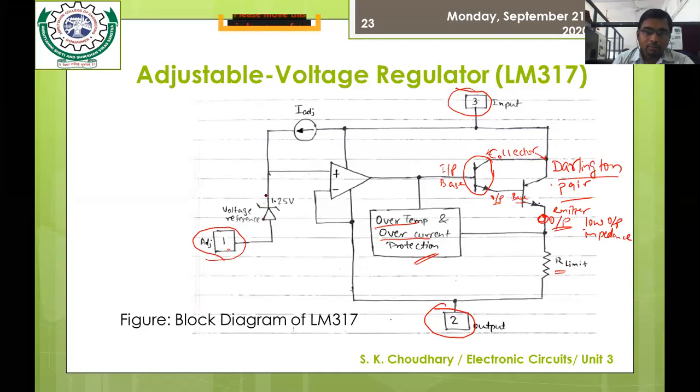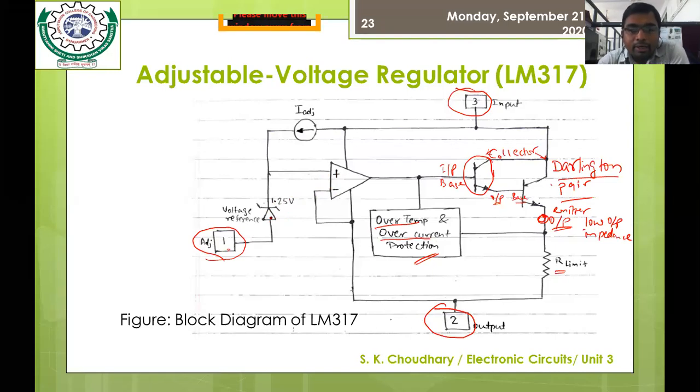Because of this connection, the voltage across this Zener diode is 1.25 volt. It is a constant voltage. So this 1.25 volt provides an offset voltage to this op-amp. In this way, this op-amp has a 1.25 volt offset input at the adjustable terminal. That is helpful for providing easy output voltage and current programming.